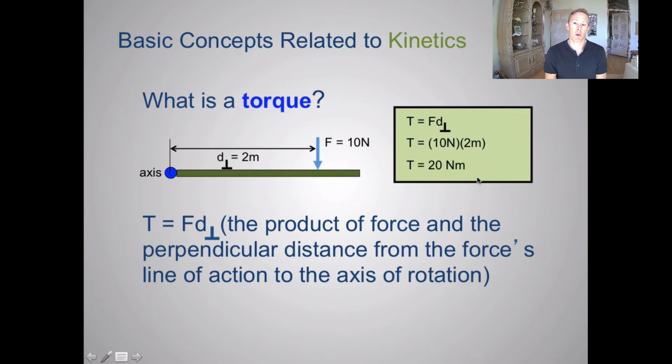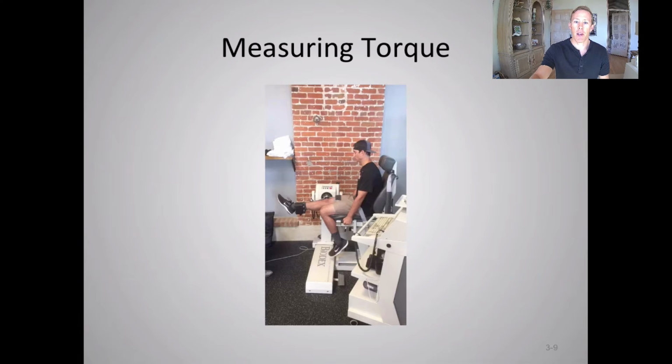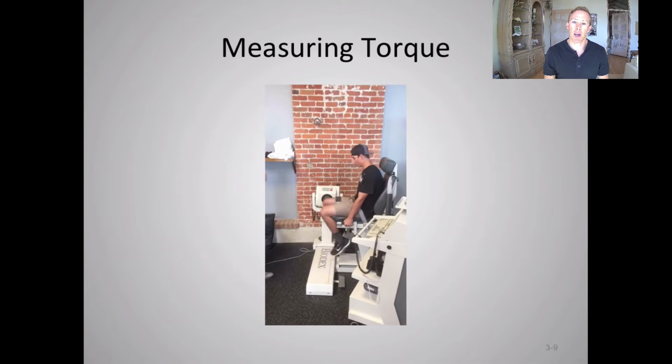So torque will be represented in newton meters. And again, this is how we would calculate the torque created by our muscles. That muscle is pulling on the tendon, that pulls on the bone and creates a rotational force, and we can explain that in terms of torque. And then this is how we measure torque in an objective way.